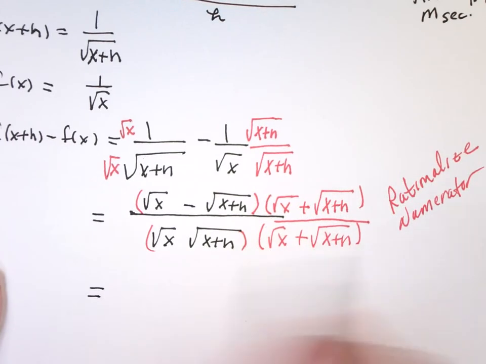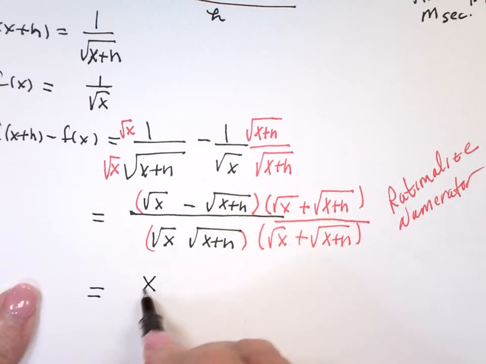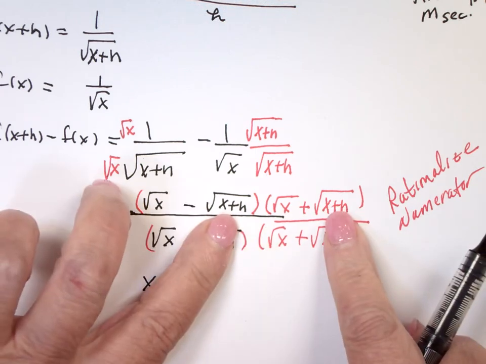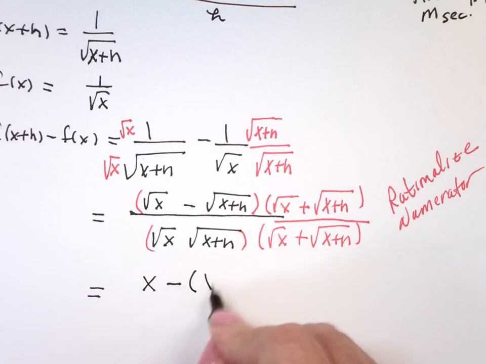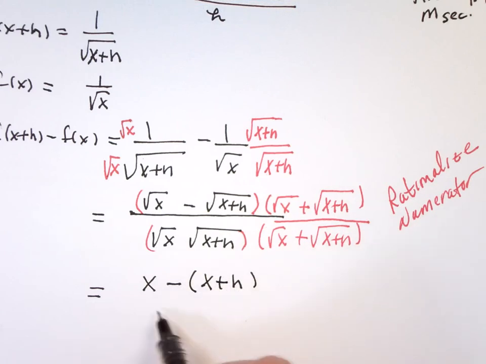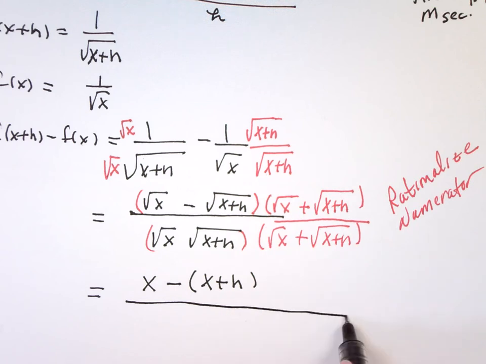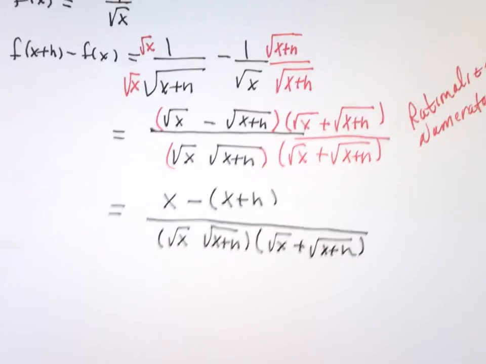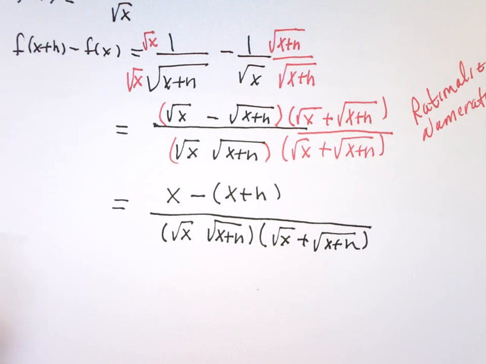So this becomes square root of x times the square root of x is just x, minus square root of x plus h times the square root of x plus h, which is just x plus h. Inner outers add to 0. Then I got this mess on the bottom: square root of x, square root of x plus h times square root of x plus the square root of x plus h. Now you know why I hated my instructor for a couple of days. My calc instructor. It was like, I didn't have enough to do.